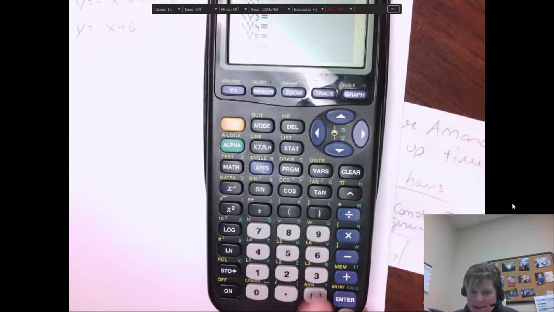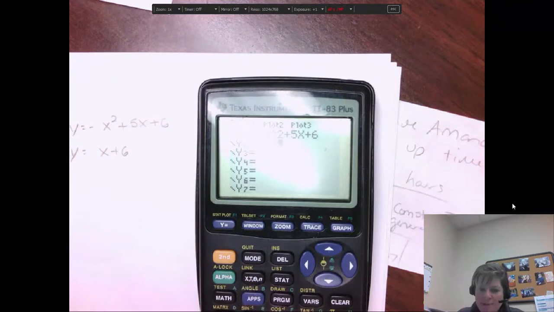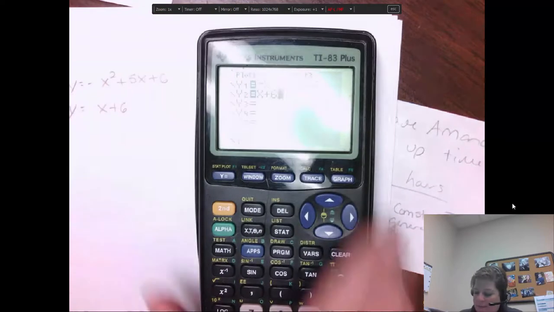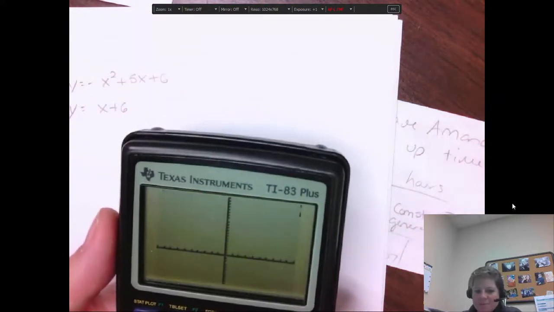Use the negative way down here at the bottom, not the minus sign, but the negative when you have a negative in front. So negative x squared plus 5x plus 6, enter, and then I want x plus 6. Remember, this is your x key, for when you're putting them in y equals. You can't put an x somewhere else and have it solve for x for you, but that's the x you use for graphing. There we go. So I'm going to hit graph.